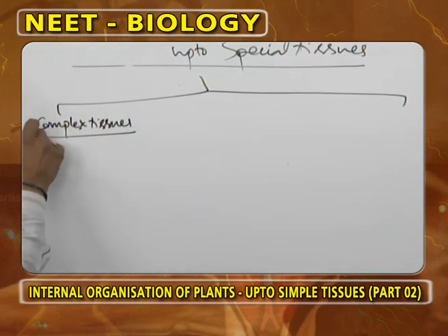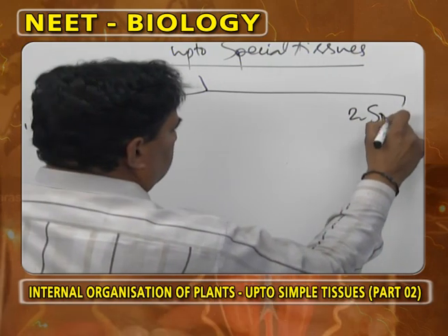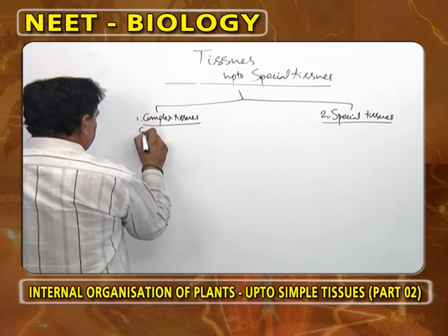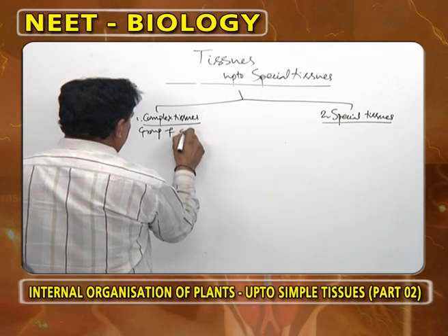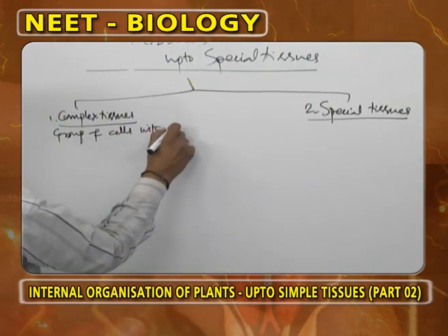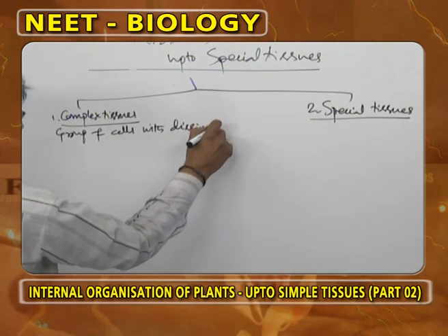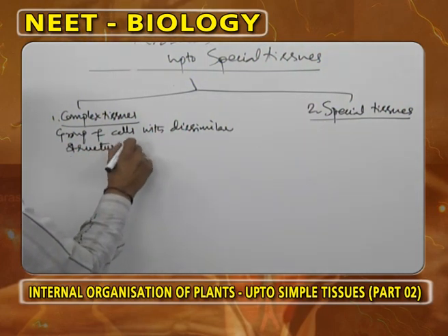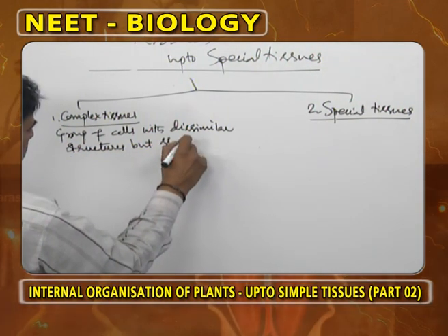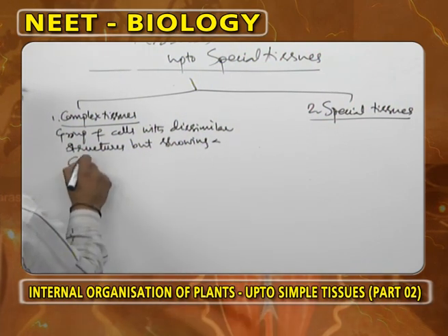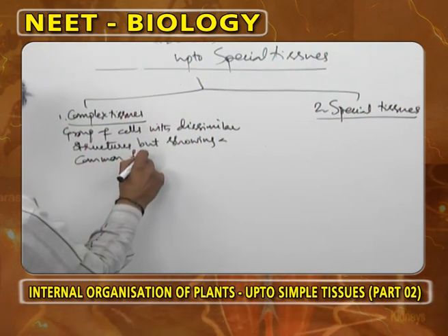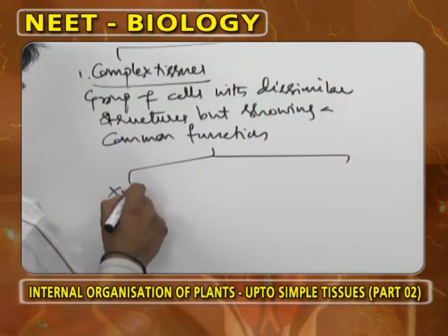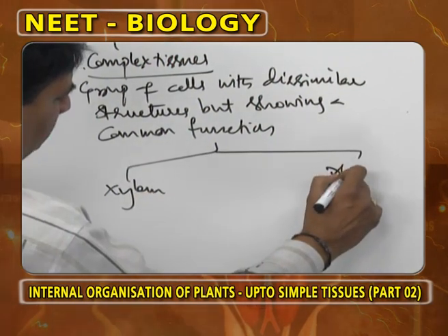Now, complex tissues and special tissues. Just now I told you, complex tissues means a group of cells with dissimilar structures, but showing a common function. These are popularly called vascular tissues or conducting tissues. These are of two types, xylem and phloem.